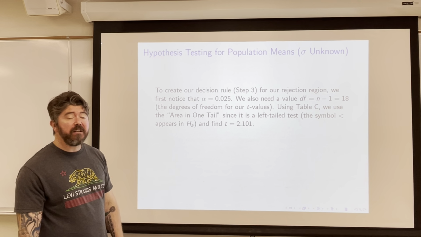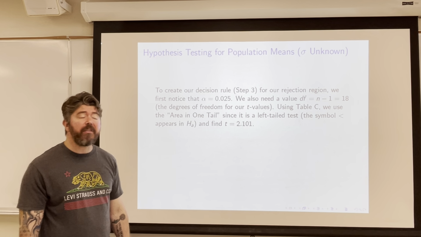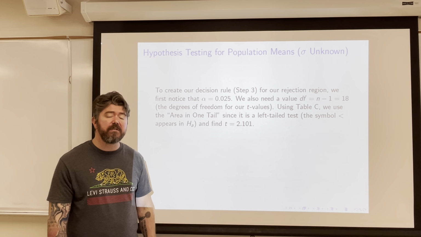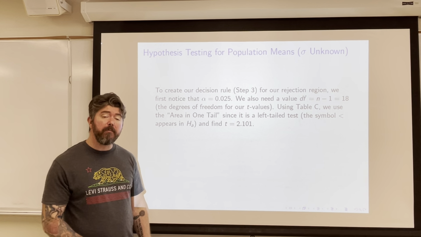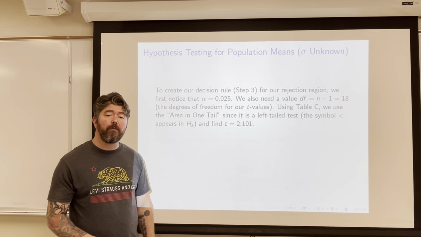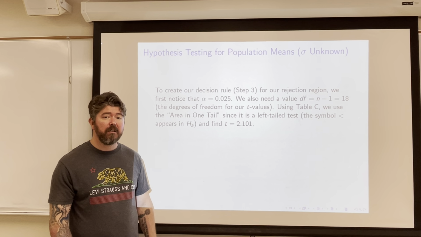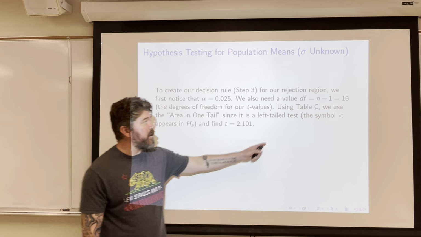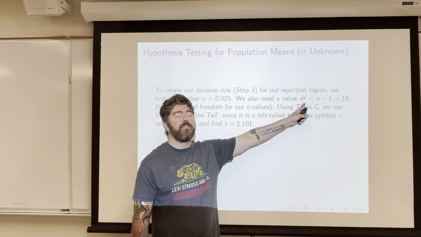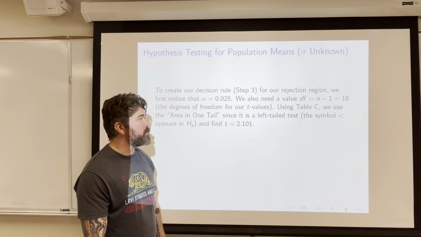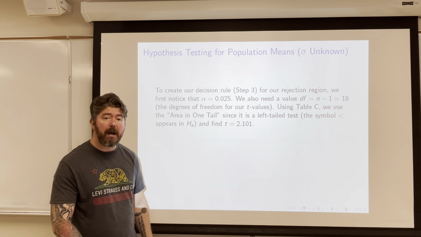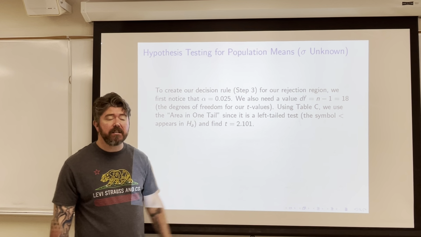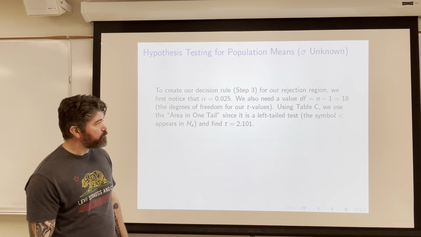We also need a degrees of freedom. Remember that t values need a degrees of freedom to use table C. Now the formula on your exam 5 formula sheet tells us that t is this, and right next to it, it says, remember, the degrees of freedom is n minus 1. And we saw this from chapter 8. So our n was 19. 19 minus 1 gives us 18.